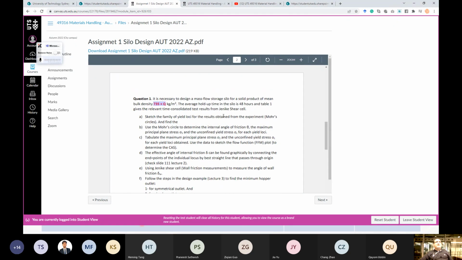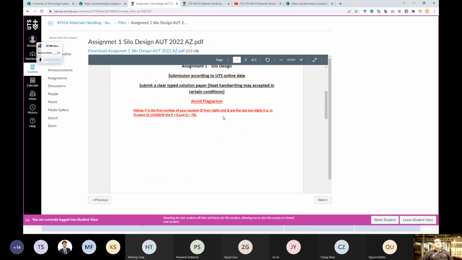Now we come first to understand what the values of P and Q you are going to apply to change your parameters. P is the first number of your student ID from the right. For example, if your student number is 175, so 5 is going to be the P. The Q is going to be the last two digits, so 75 is the Q value.